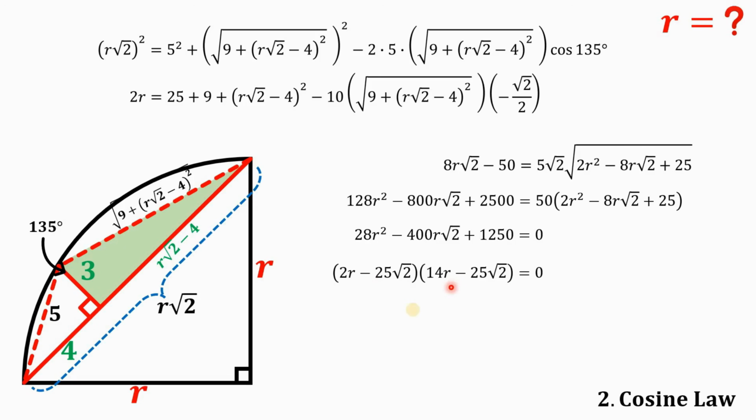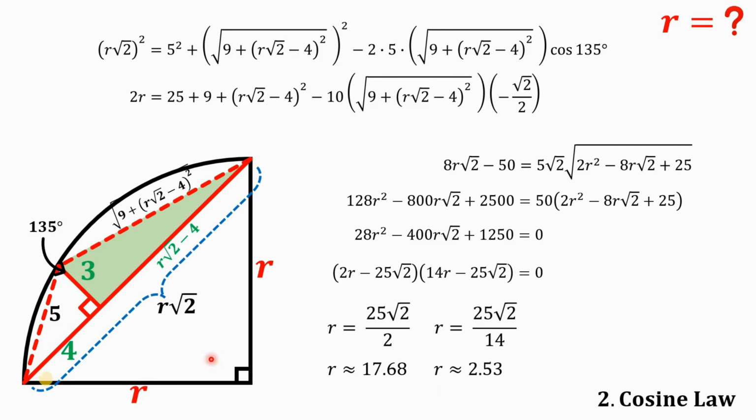So, if we equate these factors to 0, we get that r equals 25 times square root of 2 over 2, and the other one is 25 times square root of 2 all over 14. Now, 25 times square root of 2 over 2 is approximately equal to 17.68, and 25 times square root of 2 divided by 14 is approximately 2.53.